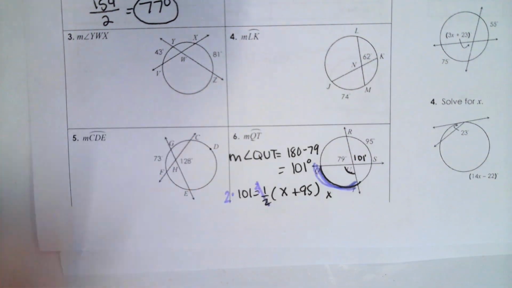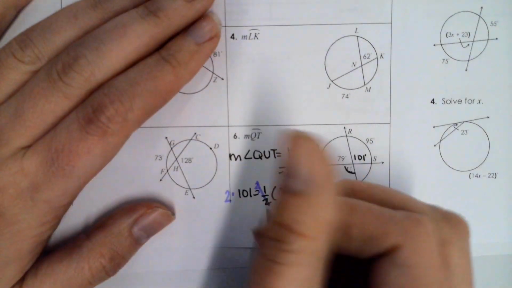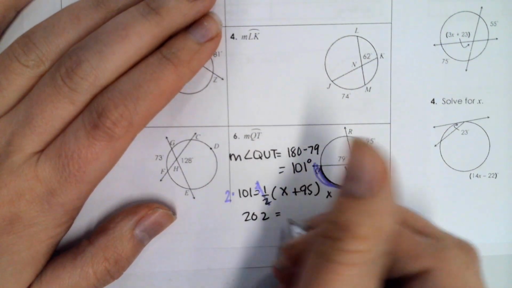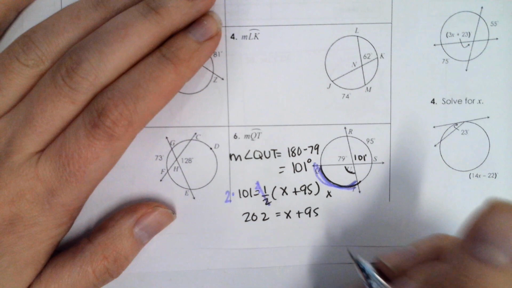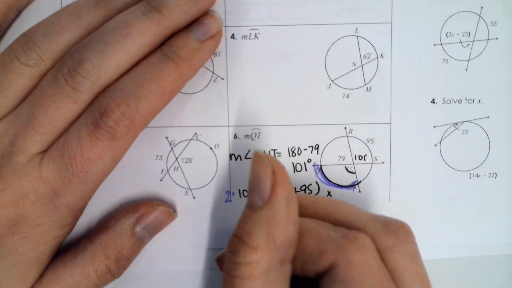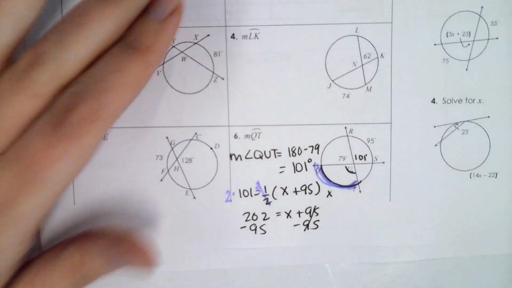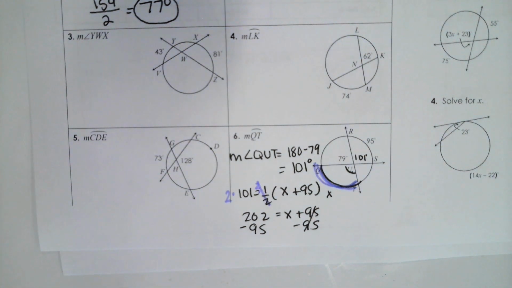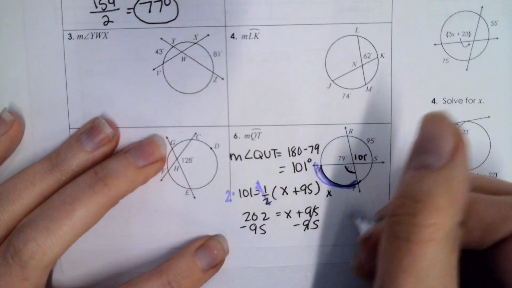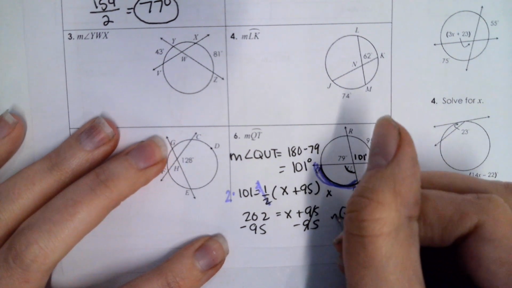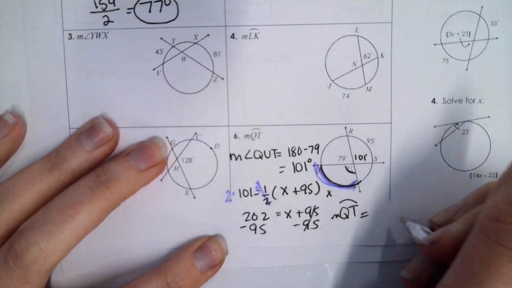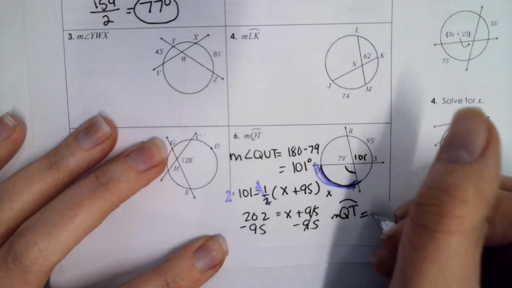It gets rid of the 1/2. It moves it over to the other side. 101 times 2 is 202. And then x plus 95, we would just subtract by 95. Which, that's 100 and something. I'm going to use a calculator. I get 107. Yeah, that makes sense. So x, which is QT, measure of this arc, is equal to, I got 107.